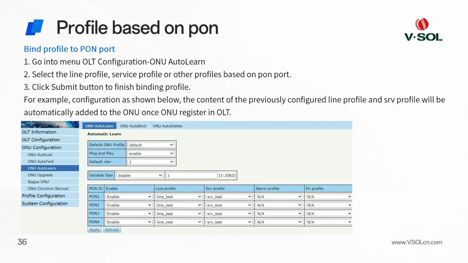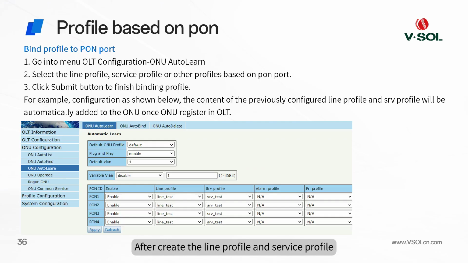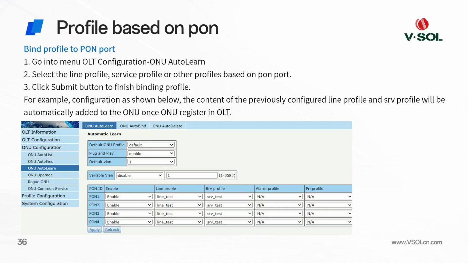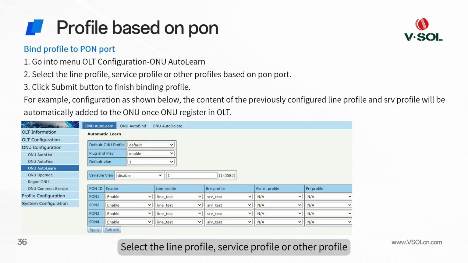After creating the line profile and service profile, we need to bind the profile to the PON port. Go into the menu OLT Configuration, ONU Auto Learn. Select the line profile, service profile, or other profiles. Then bind them on the PON port. You can bind only the PON ports you want to connect ONUs to. Then click the Submit button to finish binding the profile. For example, the configuration is as shown below.